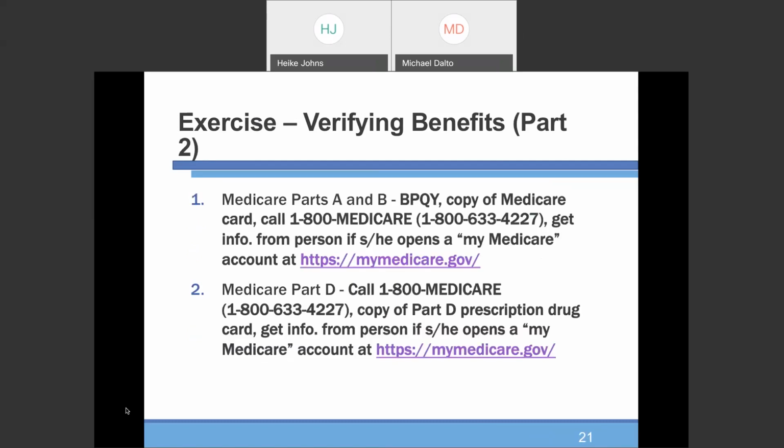And the correct answers are, for Medicare Parts A and B, it could be the BPQI, a copy of the Medicare card, calling 1-800-MEDICARE, or through a My Medicare account. For Medicare Part D, also 1-800-MEDICARE, a copy of the Part D prescription drug card, or through a My Medicare account.